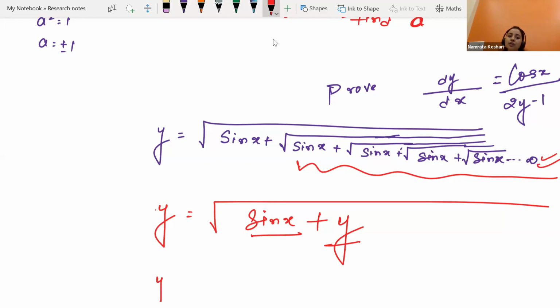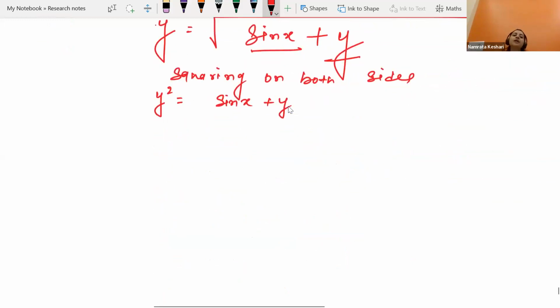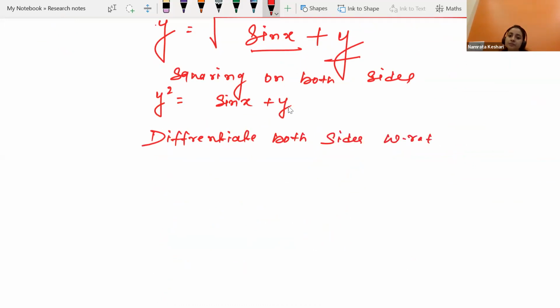Yes. So over here we have y is equals to the root of sin x plus y. If we square both sides, we will have y square is equals to sin x plus y, right? Yes. Now we know how to find dy by dx if y and x are mixed up like this; we do the derivative on both sides with respect to x. So let's differentiate both sides with respect to x. So what are we going to have? 2y into dy by dx equals cos x plus dy by dx.